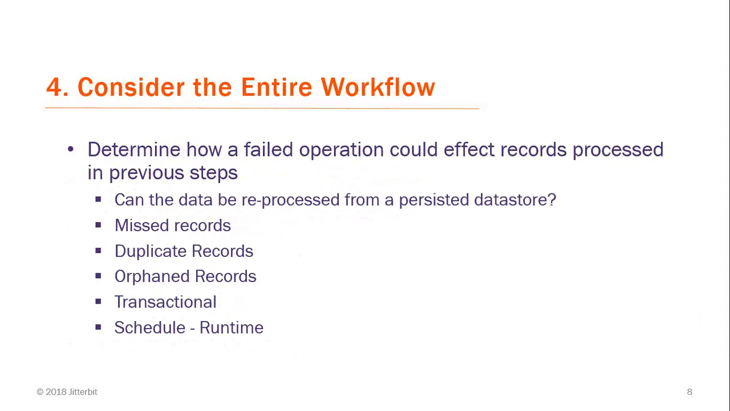Say you've got a 5-step process. What happens if step 4 blows up? Some of the questions we can look at here help us begin to implement best practices. Can the data be reprocessed from a persisted data store? It's very attractive to use things like temp storage to move from step 3 to 4 within a process. But if we're using temp storage, that's only for that runtime. If that process blows up, we can't go back and grab that temporary file.